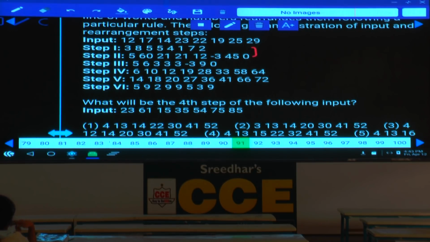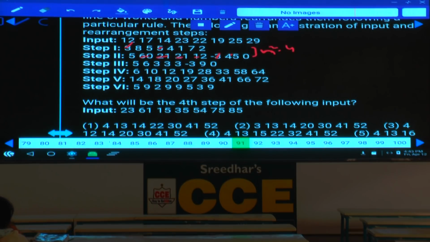64 minus how much? Minus 4. That means n square minus 4. Similarly, the first number is 3. 3 square minus 4 is 5. 8 square minus 4 is 60. 5 square minus 4 is 21. 4 square minus 4 is 16 minus 4. 1 square minus 4 is minus 3. 7 square minus 4 is 45. And 2 square minus 4 will be 0.